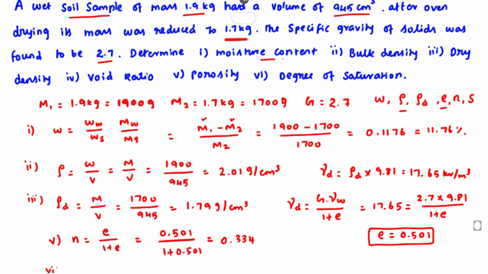Next thing is degree of saturation. We know the formula E into S equals W into G. E we know is 0.501, into the degree of saturation which we have to find out. Then the water content W we found out over here is 0.1176, into G, which is given as 2.7. Here the only unknown is S. Solving this, we got the value of S equal to 0.634, that is equal to 63.4 percentage. So this is the degree of saturation.